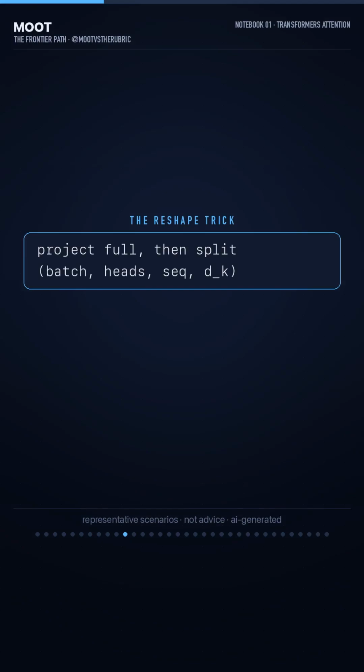Now the part candidates get wrong on the whiteboard. You do not actually run several separate attention modules. Instead, you project to the full model dimension once, then reshape that into many heads by splitting the last dimension and moving the head axis up front. So the tensor becomes batch by heads by sequence by per-head dimension. Attention then runs batched across all heads at once, which is far more efficient on a GPU. Afterward, you merge the heads back by reversing the reshape and apply the output projection. Getting that split and transpose right, and remembering the scaling, is the whole exercise.